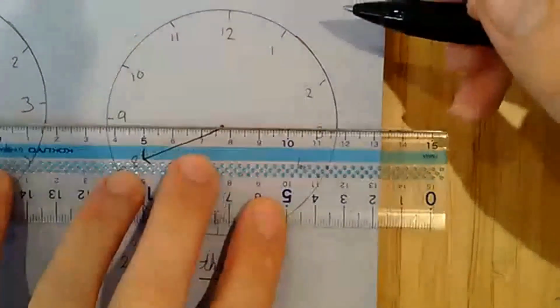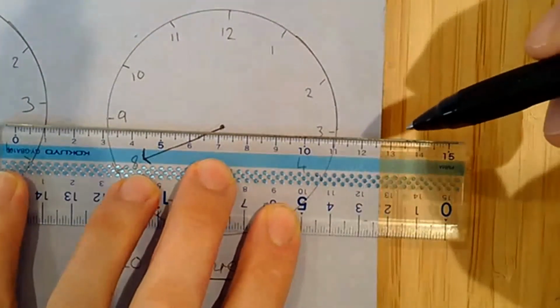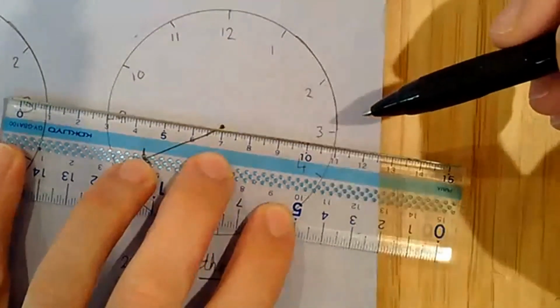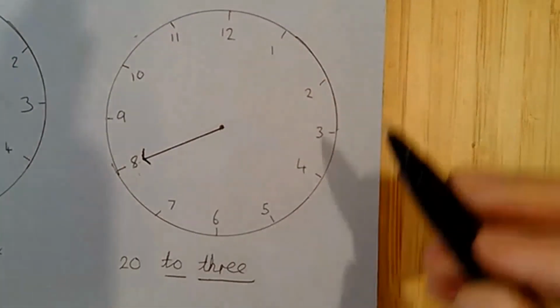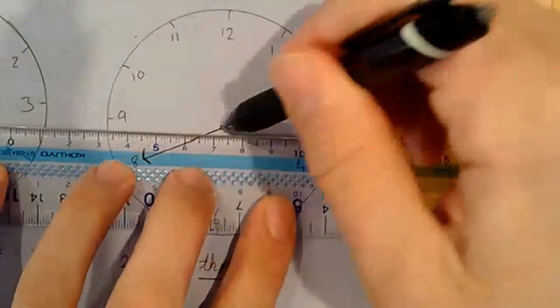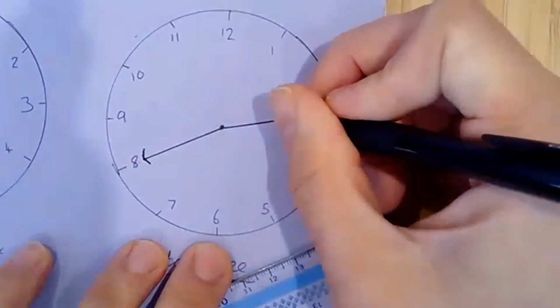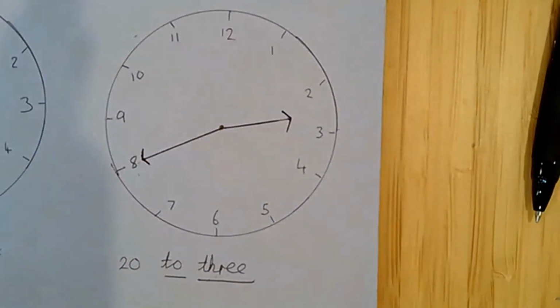So now I need to draw the hour hand. It's not going to point directly at the 3. Why? Because it's not 3 o'clock. The hour hand isn't going to go after the 3. Okay, because it's not past 3 o'clock. It's 20 minutes to 3 o'clock. So the hour hand will go before the 3. There. It is 20 minutes to 3.